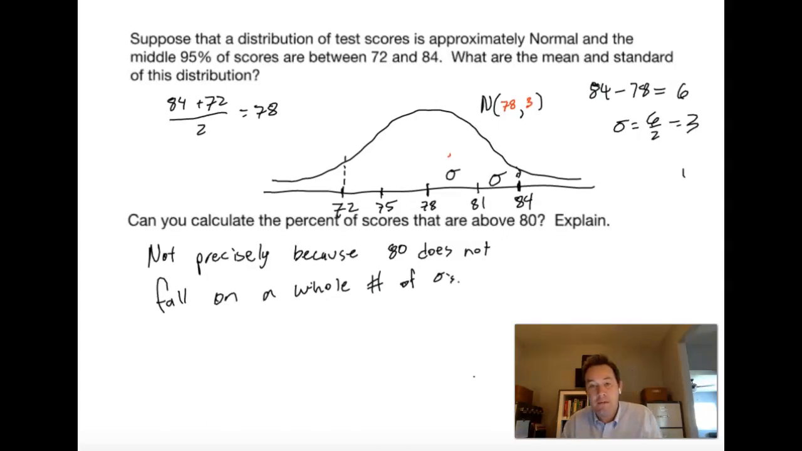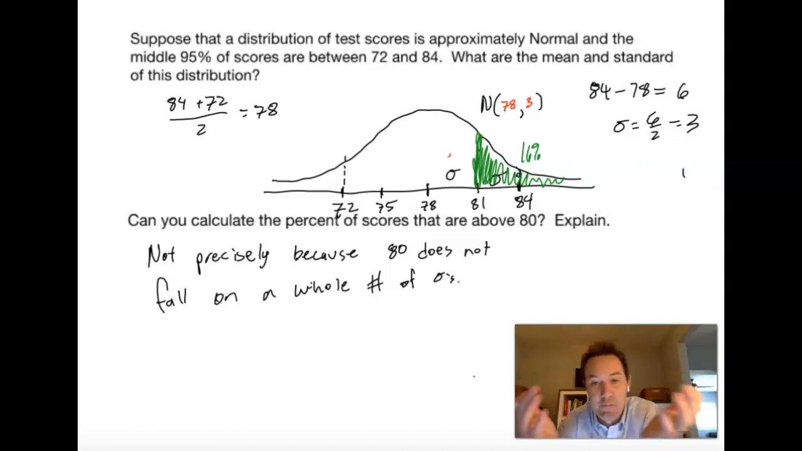Right? If it was 81, we could do it because that's one standard deviation above the mean. And we already did a problem like this where we found out that the area in that tail is 16%. So we know that it's going to be more than 16% of the scores, but we don't know how much more yet. We will be able to do that.